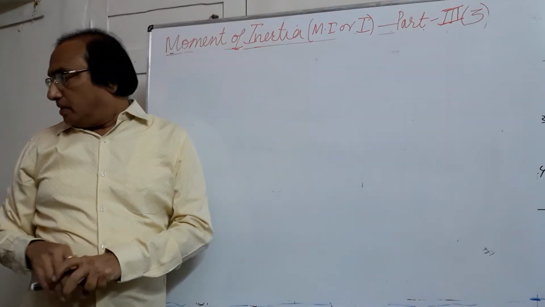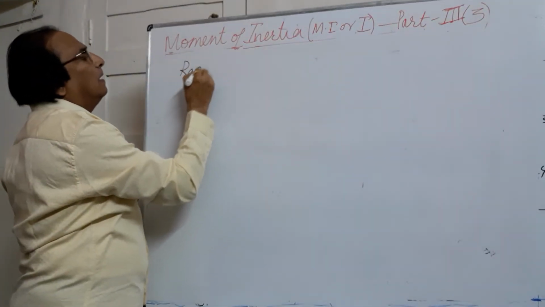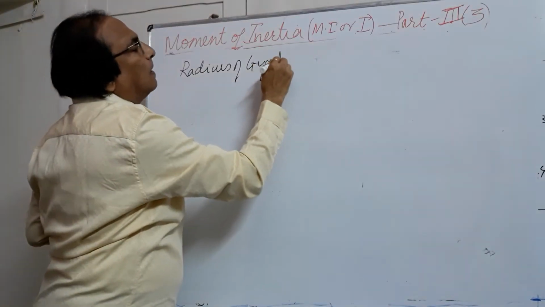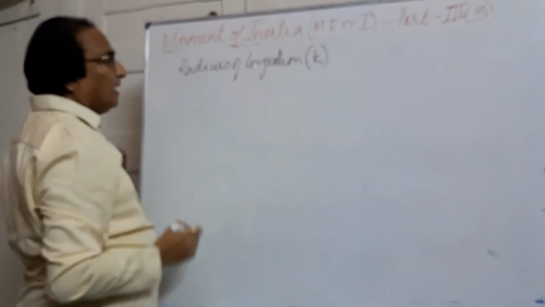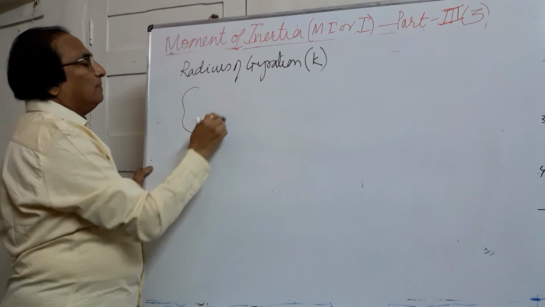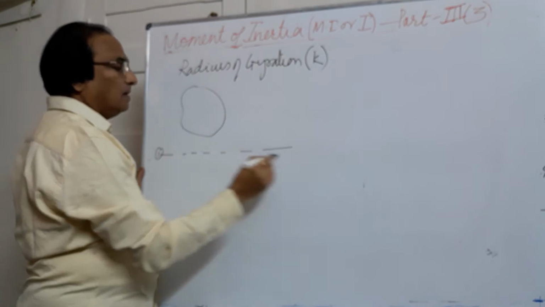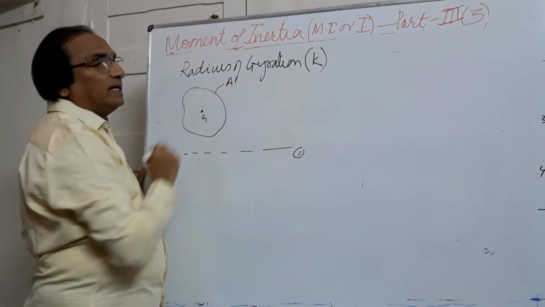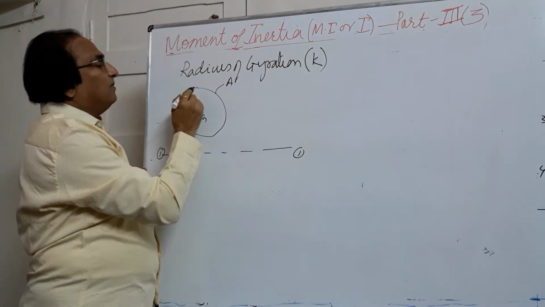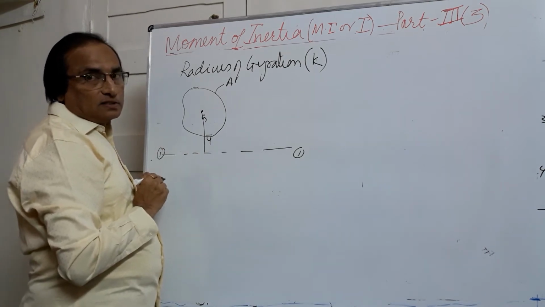Now here we come across a definition known as radius of gyration. We abbreviate it as K. Now here, suppose I got a body, I got a reference axis here, 1 1, G is the center of the figure, and A is the total area of the body. Now this distance will be y bar.